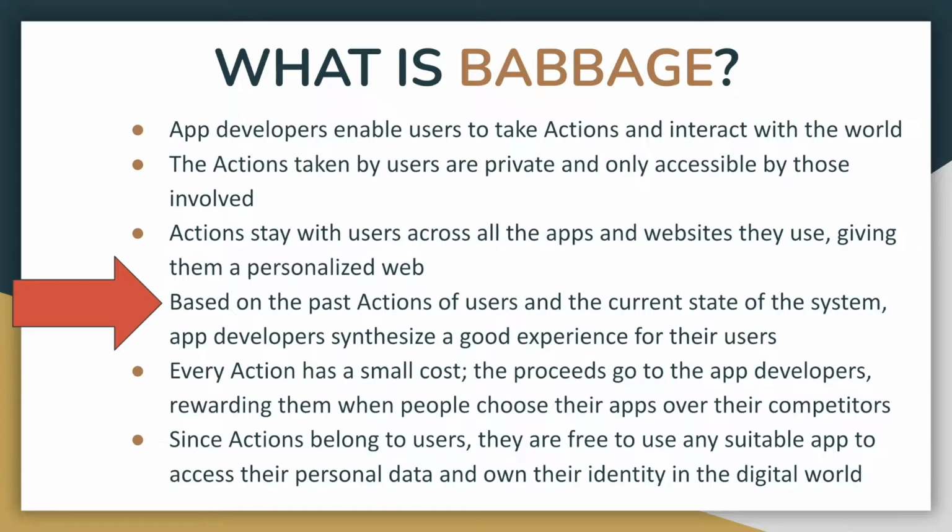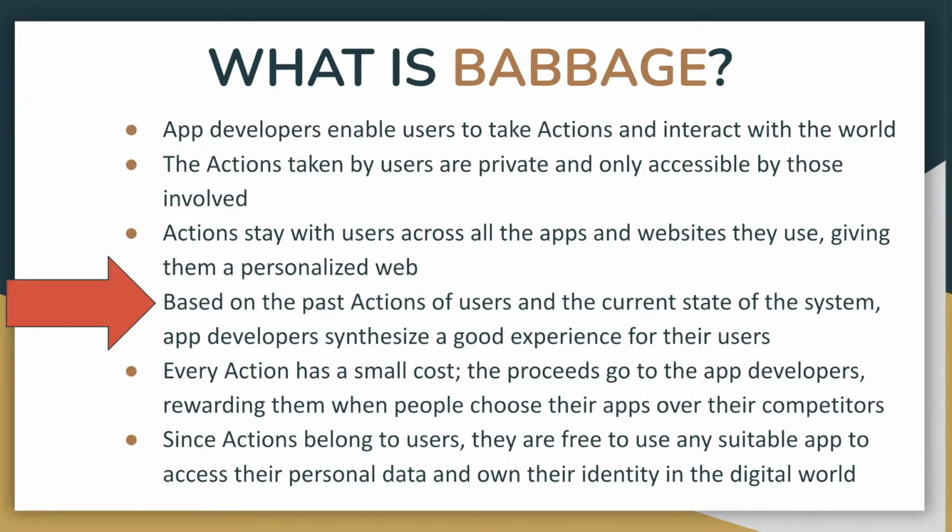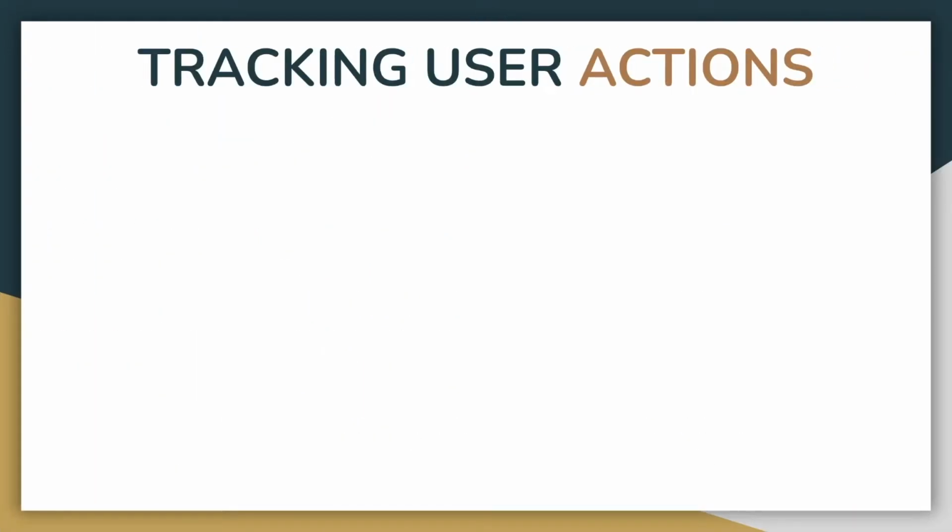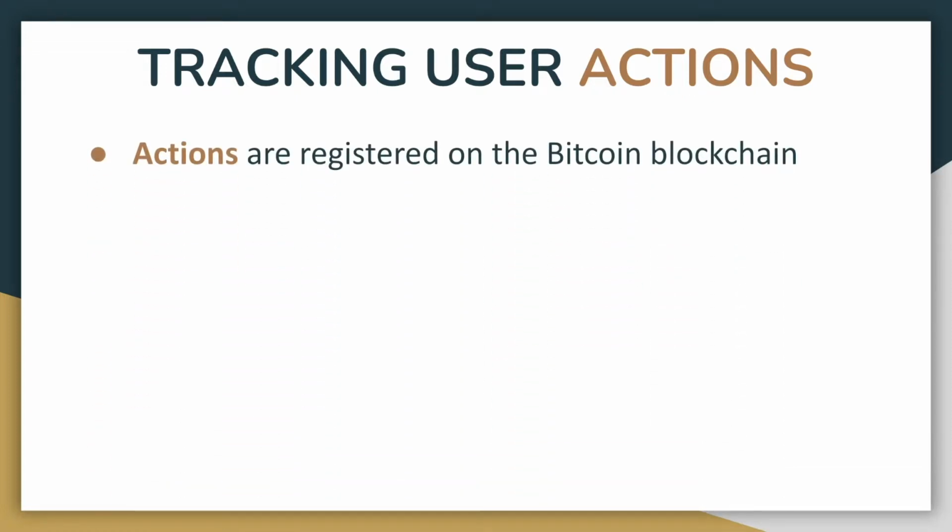Its main focus is in kind of aggregating together the actions of users. So let's move on to tracking user actions. Actions are registered on the Bitcoin blockchain. So that just means that when a user creates an action with a Babbage app, it's going to register the action on the Bitcoin blockchain.